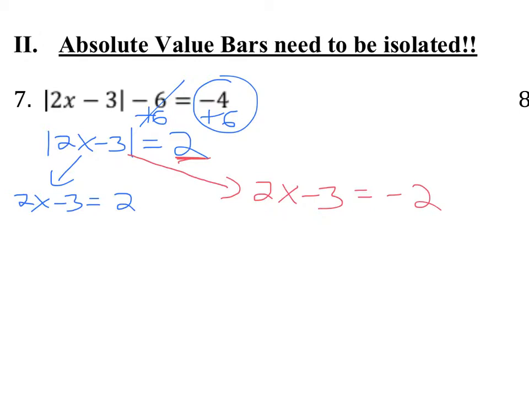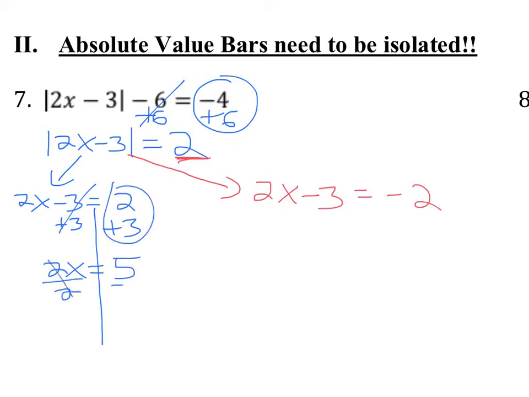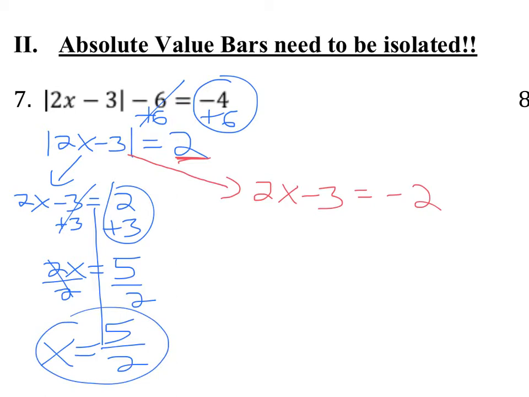If I just solve for these, let's say I put the line straight down. If I add 3 to both sides, all right, I get 2x equals, and this 3 plus 2 gives me 5. Then I divide by 2. I'm going to get a fraction for this. So I get x to equal 5 halves. So that's one answer.